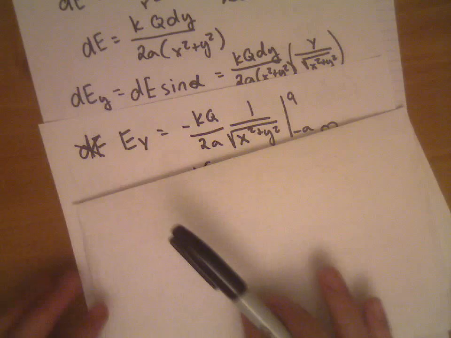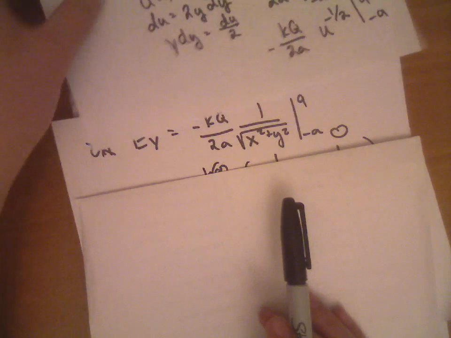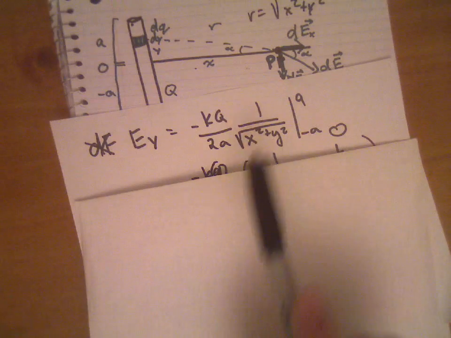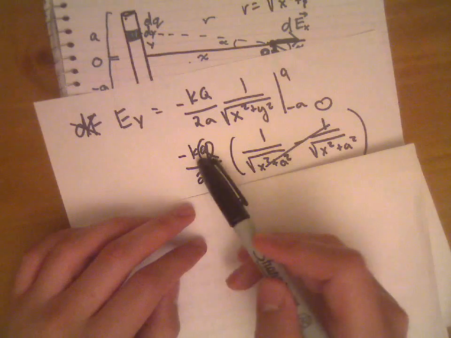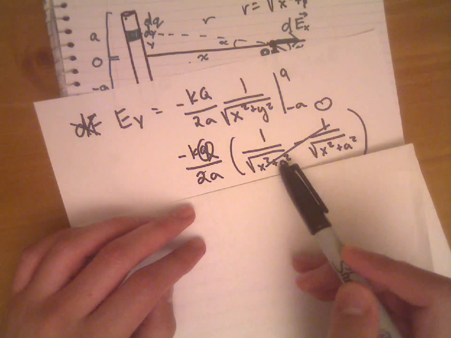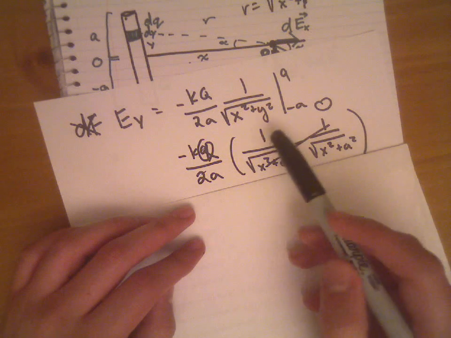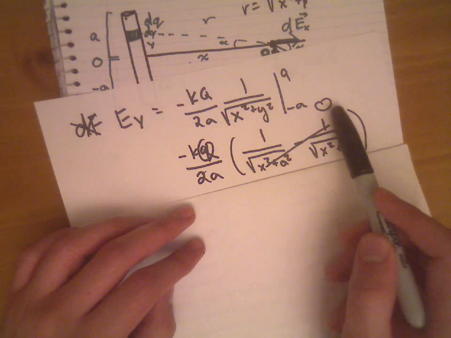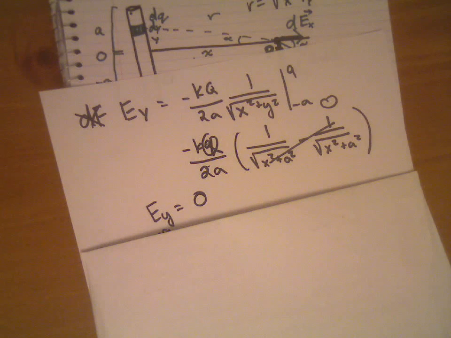So I'm going to plug in u. If you notice here, we had u to the negative 1/2, so I'm just going to plug in u, which was x squared plus y squared, and then we're going to solve this out. kq over 2a, and if I plug in negative a for y, squared we just get a squared. If I plug in a, we're just going to get a squared. So if you notice, we get the same term, and since these two, when added together, cancel out to 0, we can therefore conclude that our electric field in the y direction is 0.